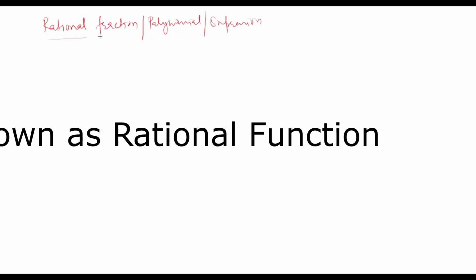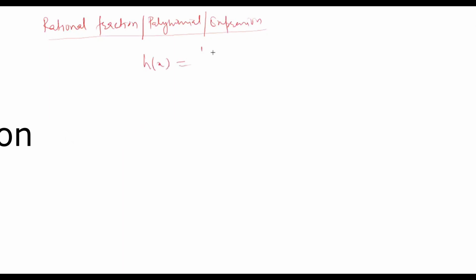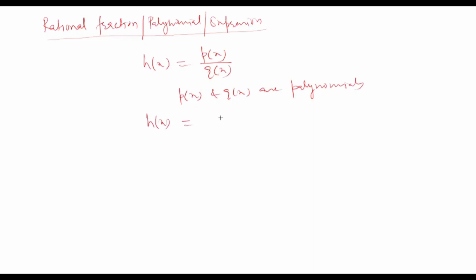So what is the meaning of a rational fraction? If you have an expression of this nature, which is like p(x) upon q(x), wherein p(x) and q(x) are polynomials, then we will call h(x) the rational fraction. So if you have h(x) as, say, (2x plus 5) upon (3x squared plus 6), here this is a polynomial, this is also a polynomial. And if you divide these two polynomials, what you get is a rational fraction.